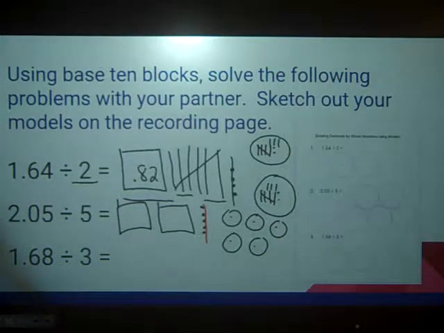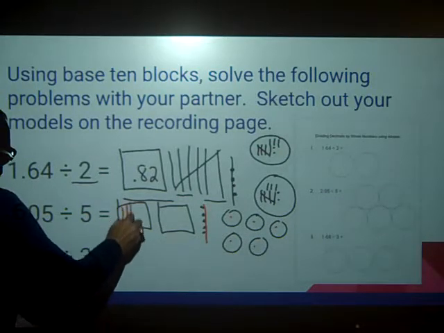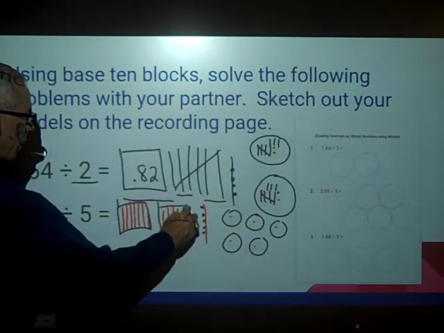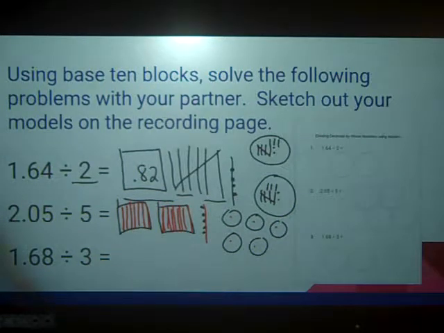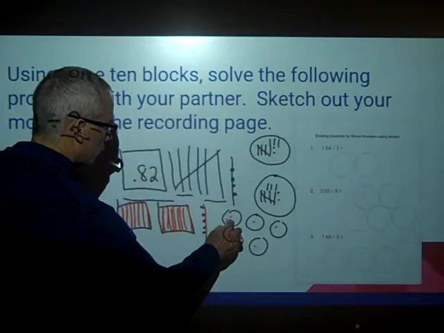The wholes, right? I've got 2 wholes. Can I divide 2 wholes by 5 groups? No. But what can I do with those 2 wholes? Break them into what? Tenths. So how many tenths would I have? 20 tenths. And divide 20 by 5 and get how many? 4 in each.